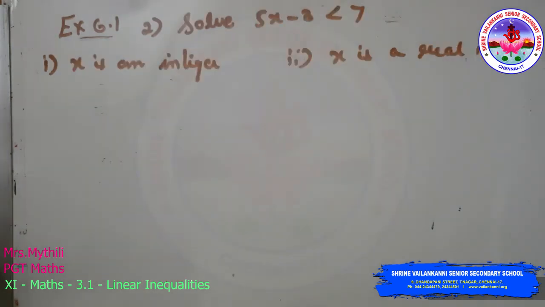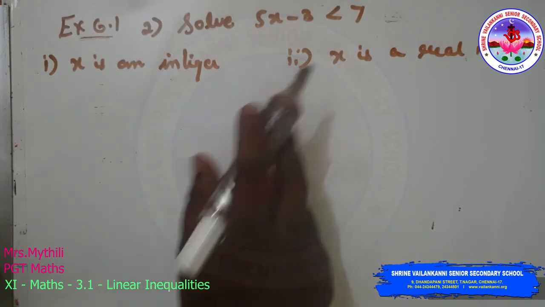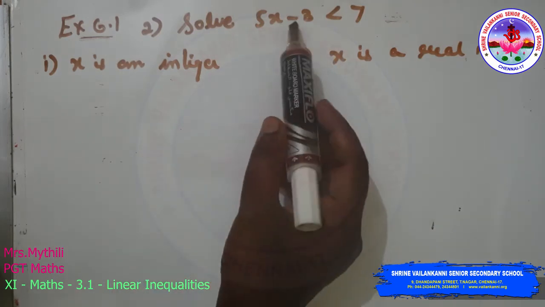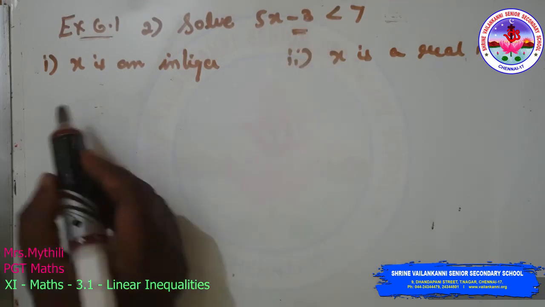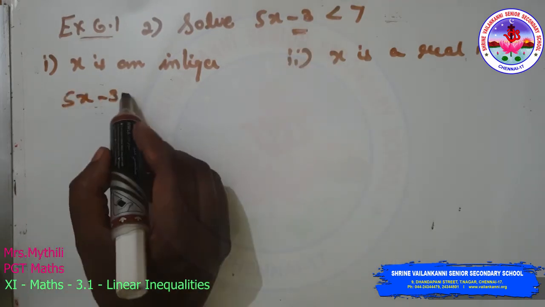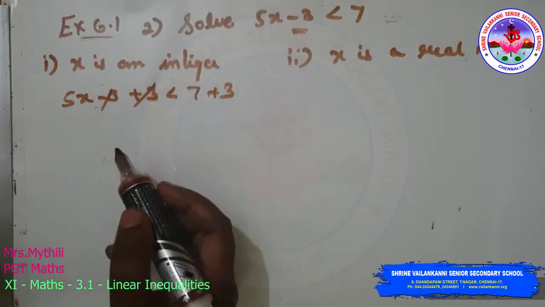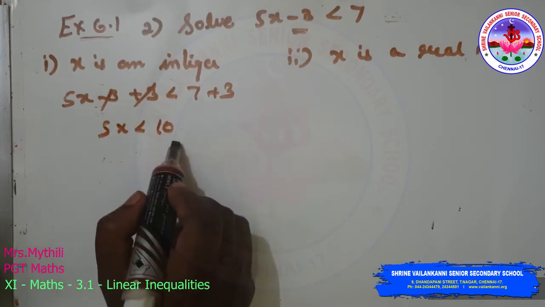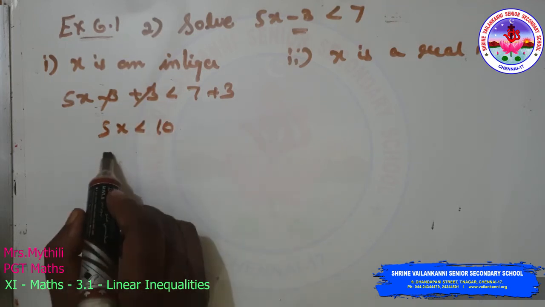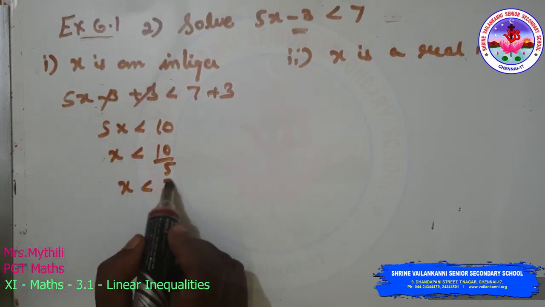Third one, solve 5x minus 3 less than 7. So, first part, when x is an integer, it's given that 5x minus 3 is less than 7. So, we have to add 3 on both the sides. So 5x minus 3 plus 3 less than 7 plus 3. These two will get cancelled. So 5x is less than 10. Now we have to divide both sides by 5. We get x is less than 10 by 5. So x is less than 2.